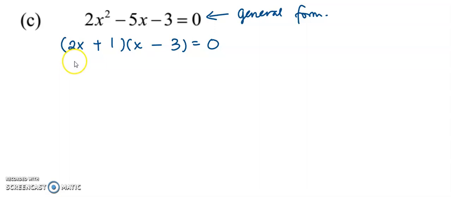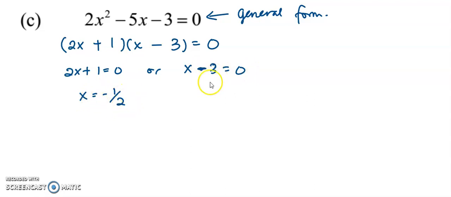Okay. So from here you may see that actually I use trial and error when I factorize. But when you do a lot of questions, you will be faster when you factorize. Okay. So again, this is A, this is B, A multiplied by B equals 0. Either A equals 0 or B equals 0. So when 2x plus 1 equals 0, x equals negative 1 over 2. When x minus 3 equals 0, x equals 3. Alright, so these two values are the roots of this equation.